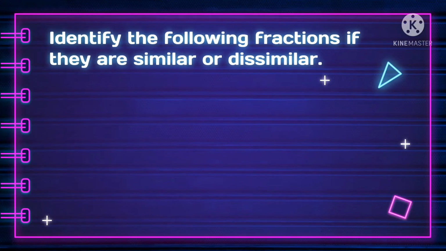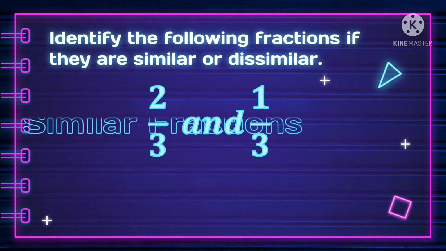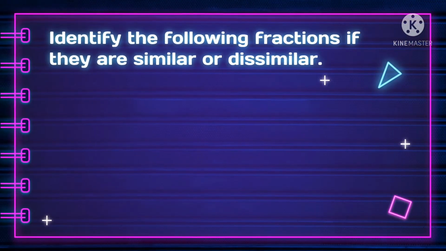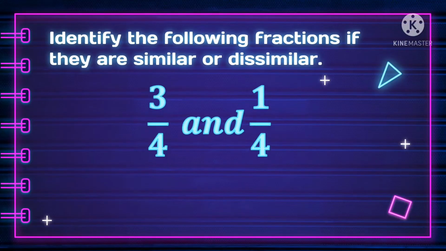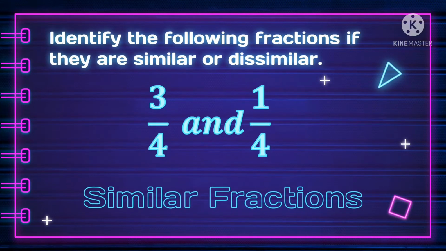Okay, so identify the following fractions if they are similar or dissimilar. So we have 2/3 and 1/3. Is this a similar or dissimilar fraction? Okay, correct. So this is similar fractions because they have the same denominators. Okay, next, 3/4 and 1/4. 3/4 and 1/4 are similar fractions because they have the same denominator, which is 4.